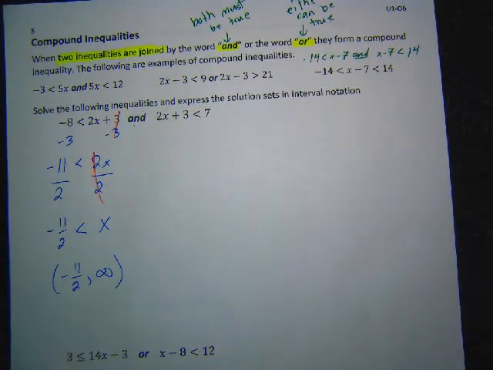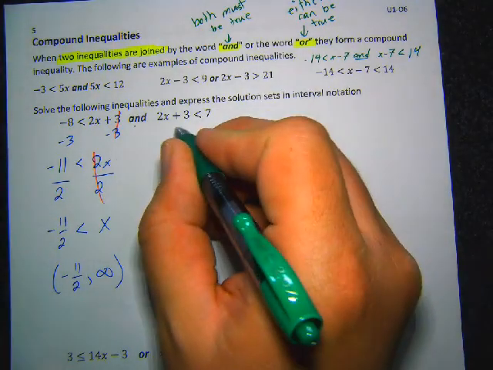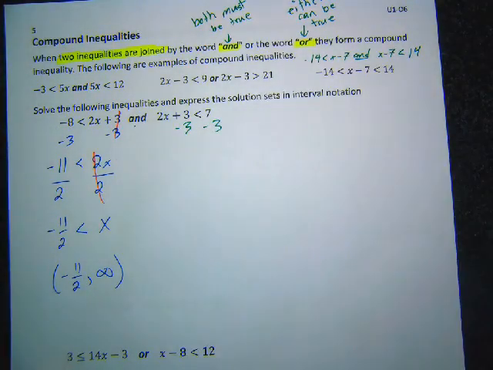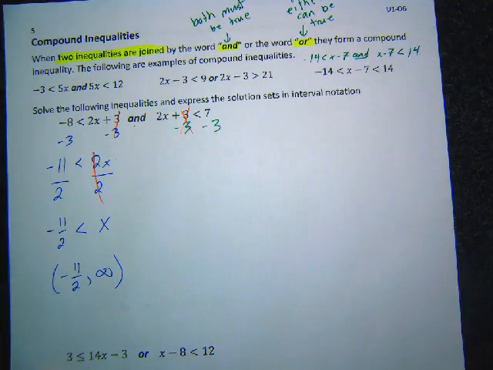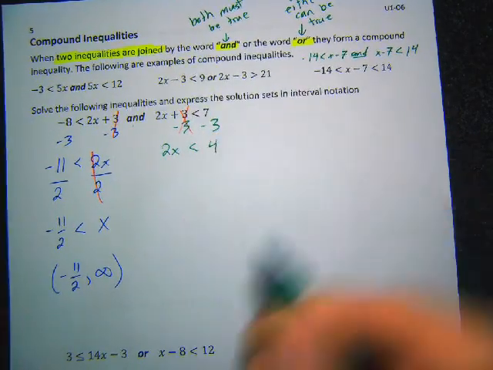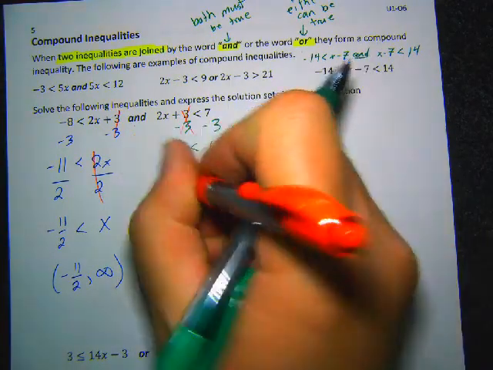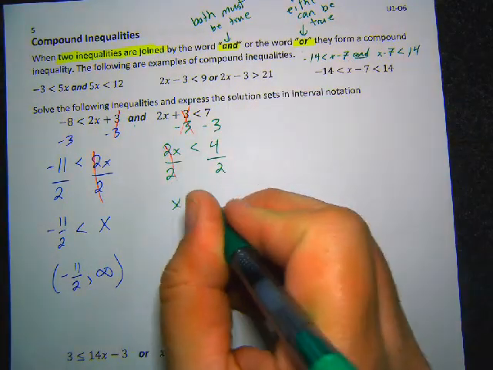Now if I do the next one, let me do this in green just so you can see the difference. So this set, I'm going to again subtract 3 from both sides because I have this 3 here that I want to get rid of. I can get that 2x by itself. 7 minus 3 is 4. I can divide by 2 on both sides. Get rid of this. So x is going to be less than 2.